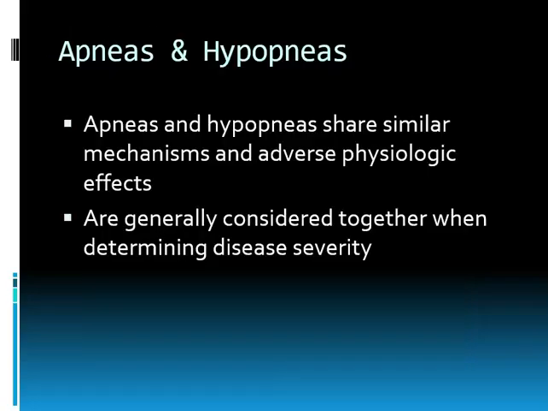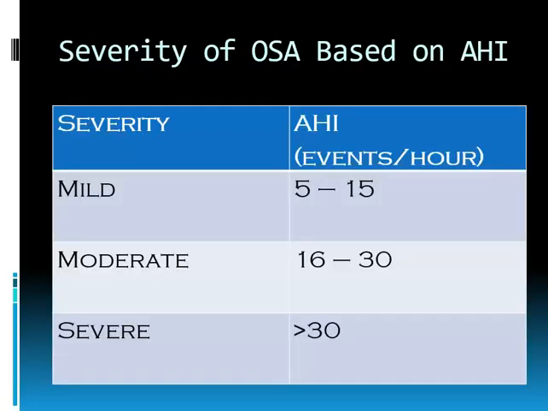I said this before, but apneas and hypopneas share similar mechanisms and adverse effects. So generally we consider them together when determining the disease severity, because the detrimental consequences they have on the patient, on their health, on their sleep, are pretty much the same. You should know your mild, moderate, severe criteria of ratings by now. And this has also changed actually within the last few years as well.